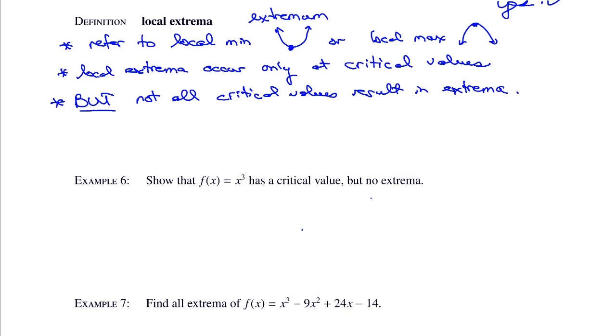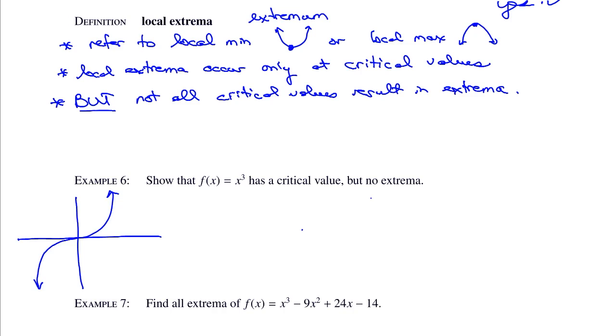Example 6. Show that f of x equal to x cubed has a critical value, but no extreme values. Okay? So if it's an extreme value, it would be a local min or a local max. Here is the graph of the cube function. You know it well. Looks like this. Is there any place where there is a local minimum? No. Is there any place where there is a local maximum? No. In fact, it is increasing and it just keeps going. It just keeps increasing throughout its whole domain.